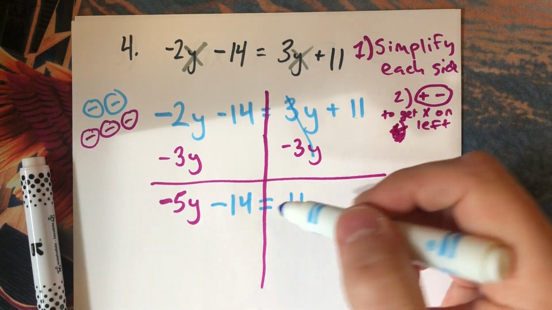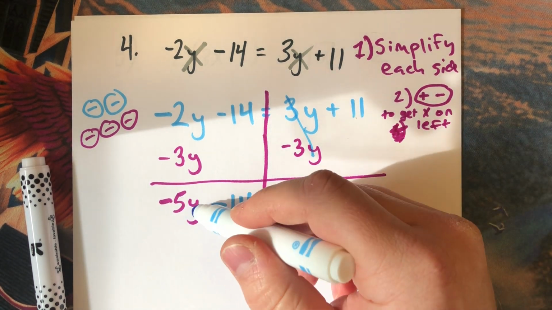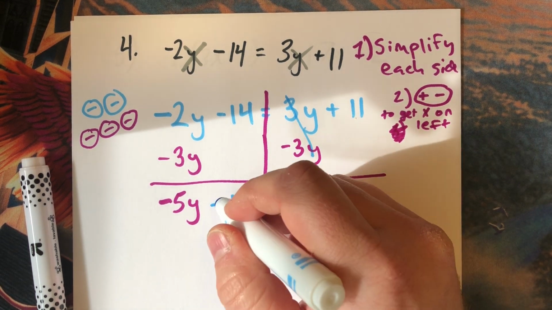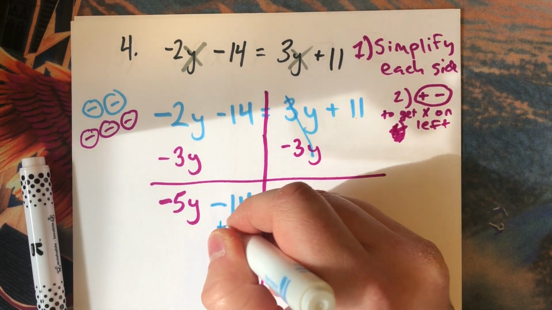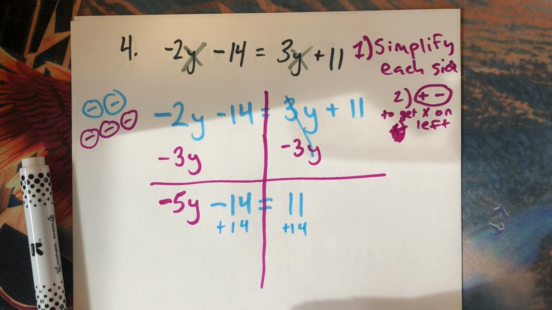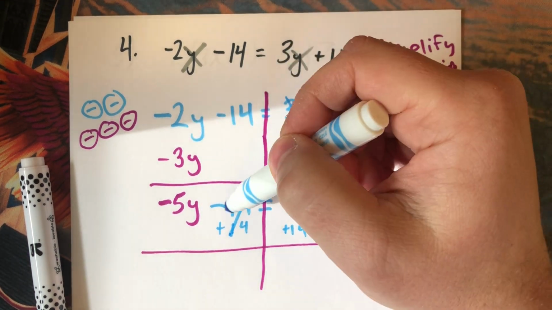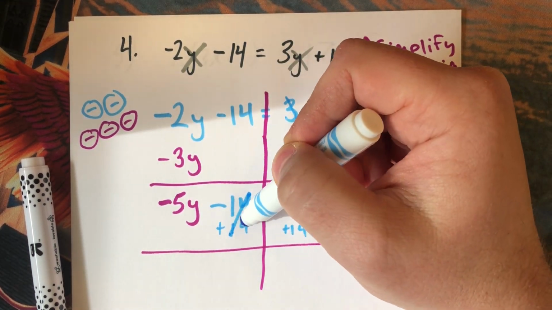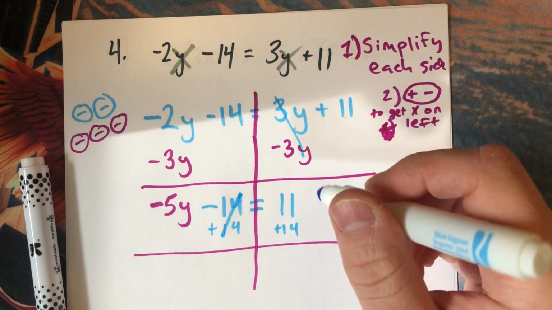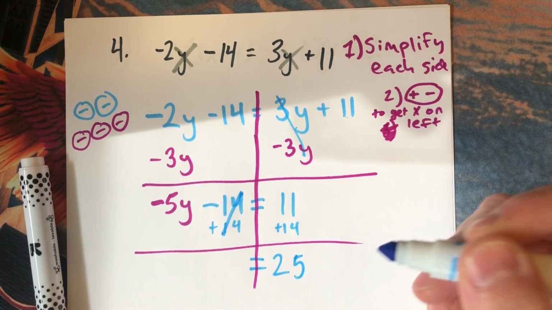So, all right, now that we're here, we just solve like we normally would, right? The first thing we would do, we don't pay attention to the y stuff, we pay attention to the plain number. We do the opposite of that. It's minus 14, so we'll add 14. So then, these guys cancel. And notice, it's a negative 14, it's a positive 14. Negatives and positives when we're adding and subtracting cancel each other out. Let's see, 11 plus 14, we get 25.